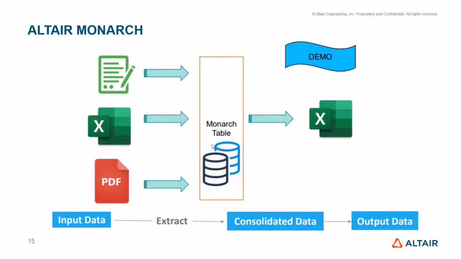Okay, as we had a brief introduction about Altair Monarch, we can have notepad files, text files, Excel files, or PDF files. That is the input that we are going to send to Monarch. Once we send the data to Monarch, we can extract the information by setting some traps in the Monarch Prep Studio, and then we can consolidate the data how we want. And then of course we have the output data in Excel format, text file, or PDF format, how we want it. Exactly, we can streamline our data and get it.